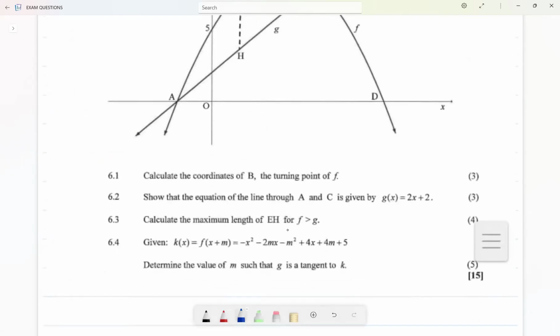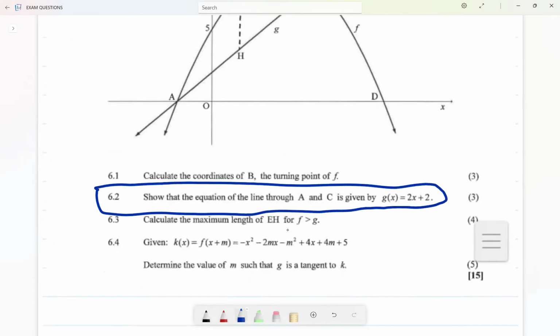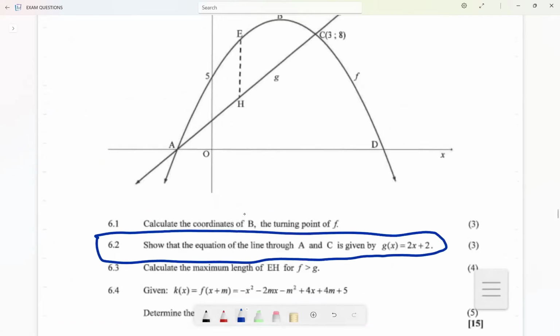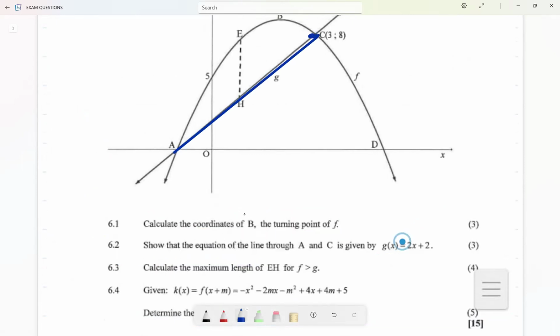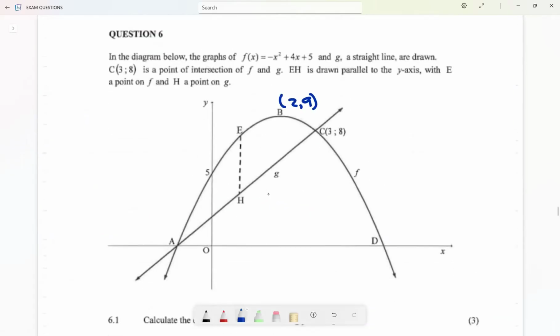And then show that the equation of a straight line through A and C is given by y equals 2x plus 2. So I need a gradient first for me to show the equation. I need a gradient of this one, and then I have any point. So I need a point here, the point A. How can I get the coordinate of A? What is A? A is a point on the graph of f. So I can find the x-intercept, okay?